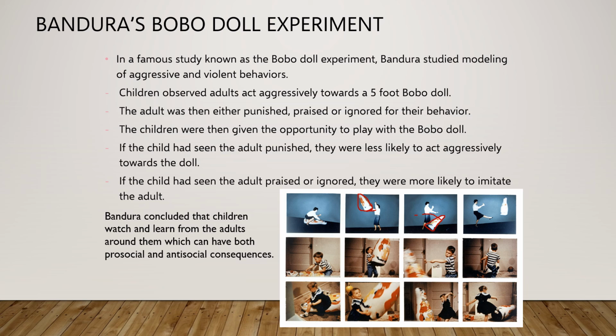So if they saw the adult praised, this is vicarious reinforcement. Vicarious meaning that they didn't have to experience the reinforcement or the punishment themselves. They could observe someone else experience it, and they could learn from that. Kind of like those of you who are younger siblings, you learn by watching what's happened to your older siblings when they've gotten in trouble, and you realize, oh, I better not do that. You didn't have to experience that yourself.